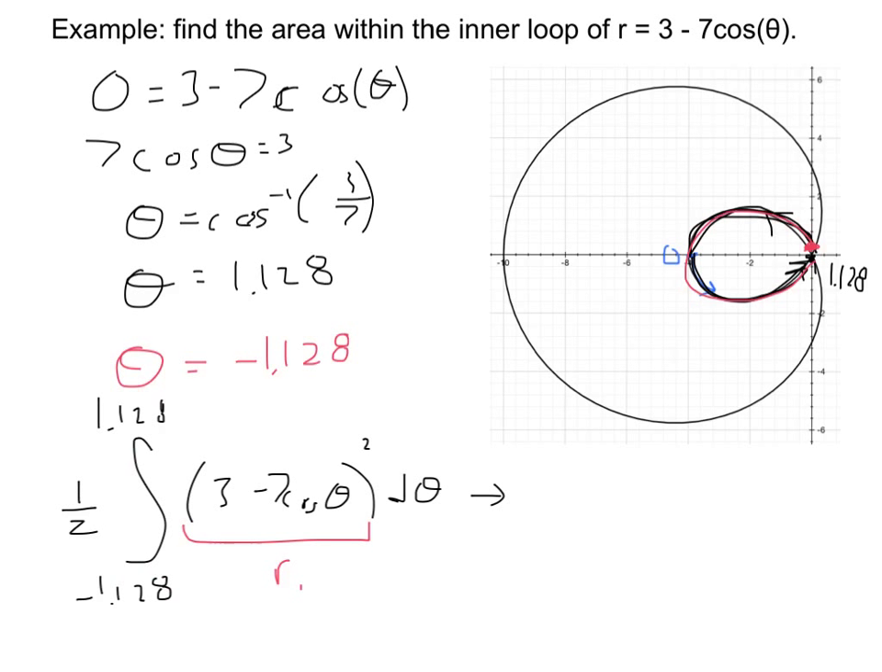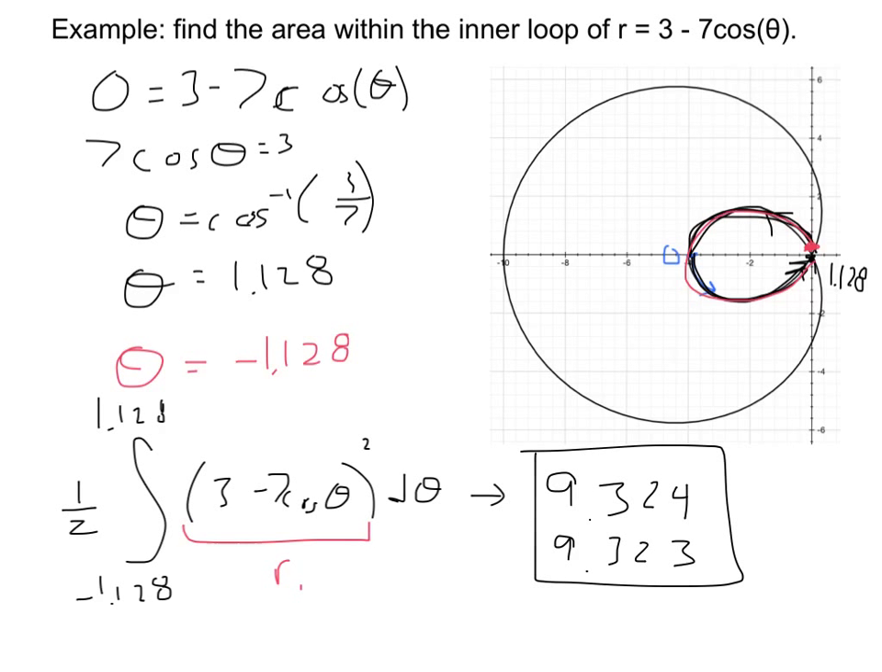So remember all those things that we already know about how to do this stuff properly. I'm going to get 9.324, or 9.323 if you just truncated your answer. But great, that's my area.